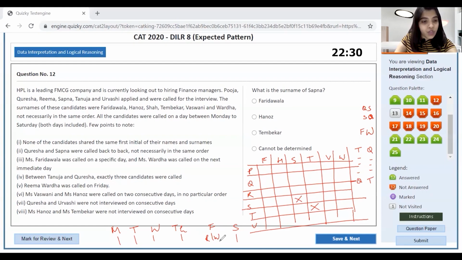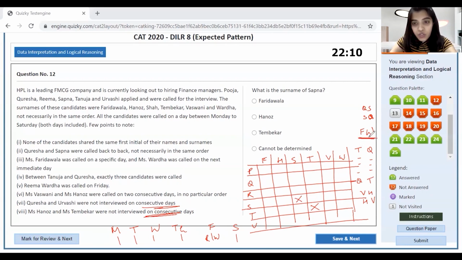Fine. Miss Vaswani and Hanoz were called on Vaswani and Hanoz, or Hanoz and Vaswani, consecutive days. Quresha and Urvashi were not interviewed on consecutive days. Fine. Okay. So let's look at what we have. This is something that we can work with.